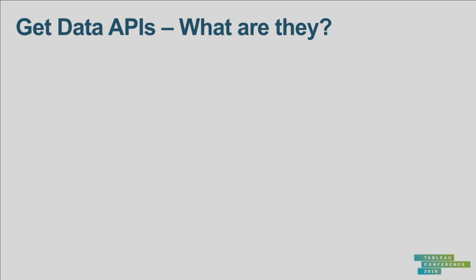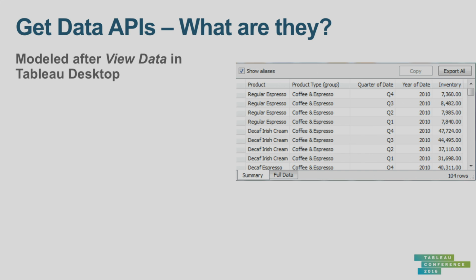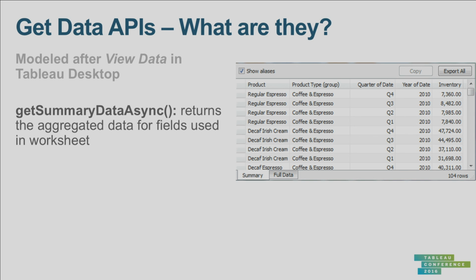So what exactly are these getData APIs? They are modeled after the view data functionality in Tableau Desktop, and you can see a screenshot of that on the right. The getData APIs consist of 2 different functions, both on the worksheet object that gets returned from the JavaScript API. The first function is getSummaryDataAsync, which returns the aggregated data for fields used in the worksheet. And that corresponds to the Summary Data tab in Tableau Desktop.